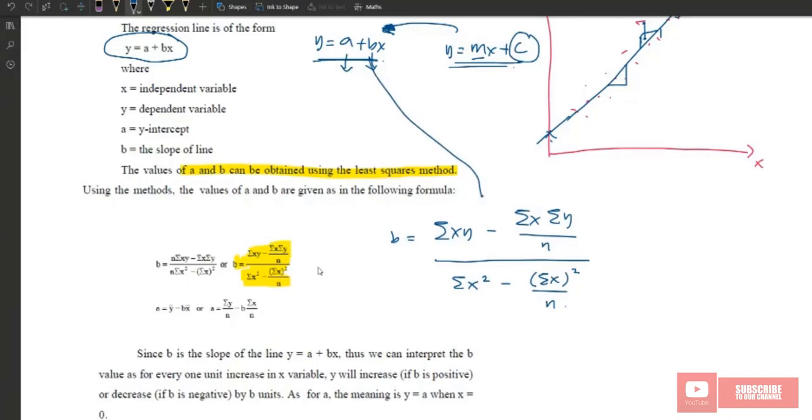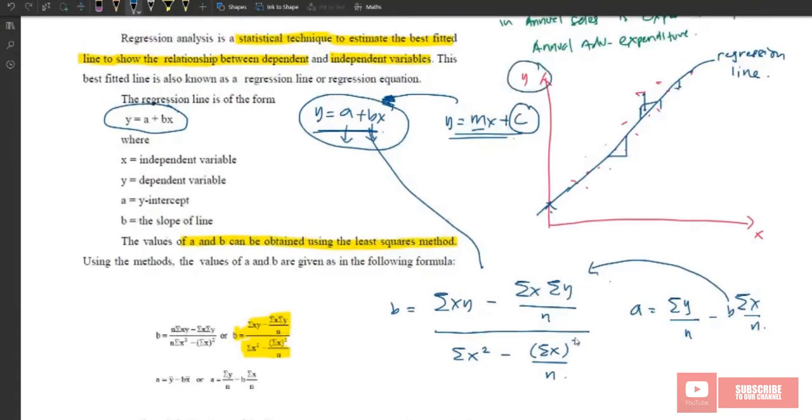And A is equal to summation of y divided by n minus B multiplied with summation of x divided by n. So B is from here, right? To establish the equation of linear regression, the very important first step is to identify the dependent variable and independent variable. If you wrongly identify the dependent variable and independent variable, you will get the wrong value of b, right?